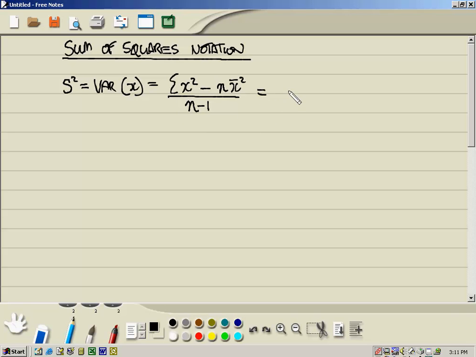Top line, the numerator here, is called the sum of squares. The notation that we'll use is s sub xx for the sum of squares of x, and we'll divide that by the degrees of freedom. Just to be clear about that, the sum of squares of x is sigma x squared minus n times x bar squared. The value must be positive, could be equal to 0, but then the variance of x would be equal to 0. Okay, so this is the sum of squares of x.